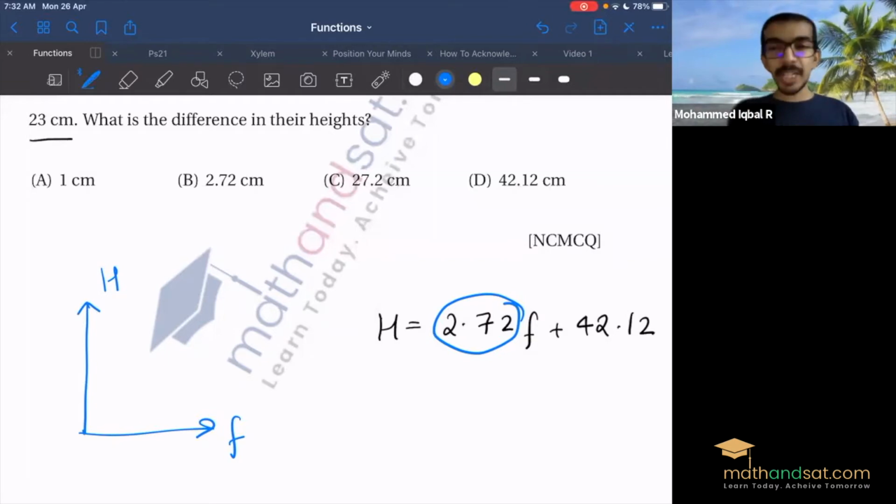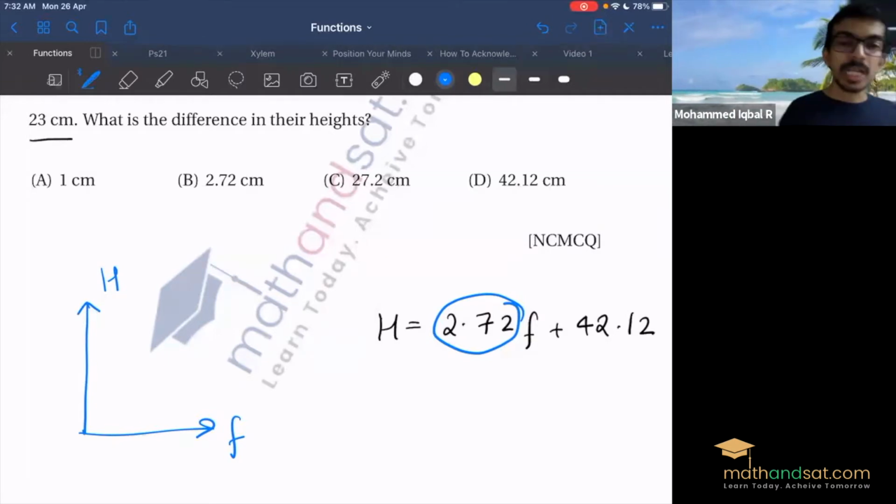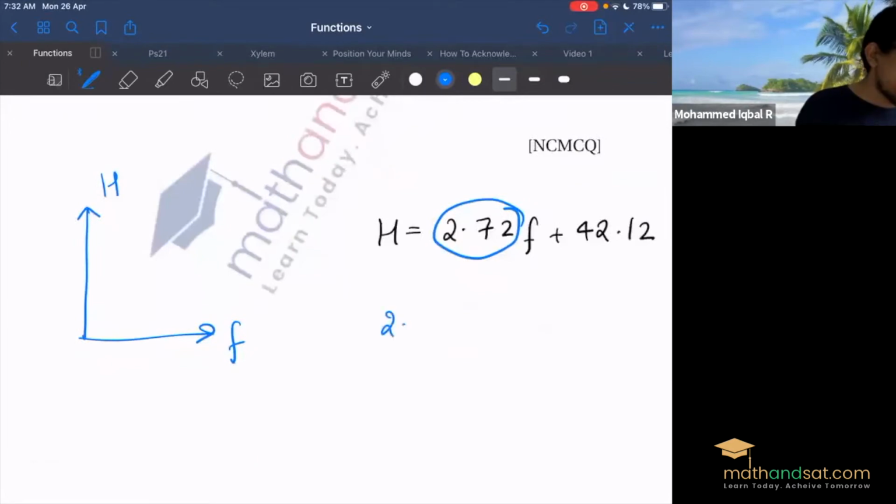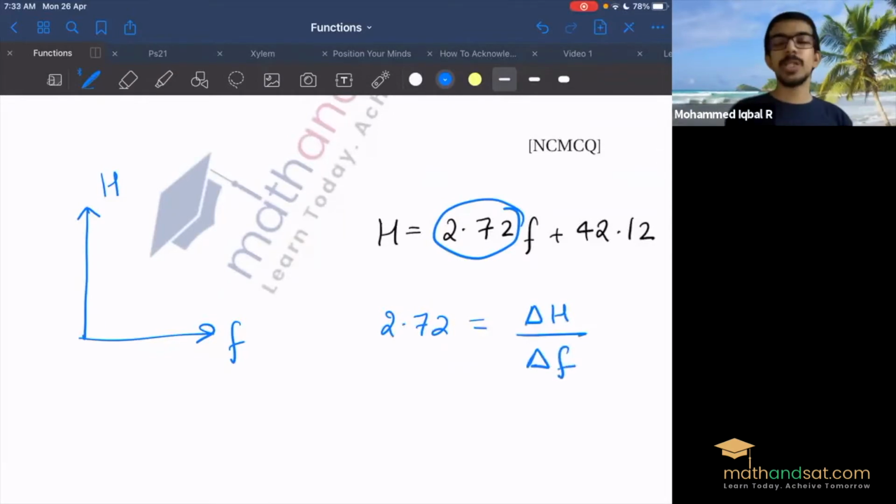Now, what is the significance of the slope? It is nothing but change in y over change in x. So your 2.72 is nothing but delta h over delta f, change in h over change in f. Please understand this clearly. 2.72 corresponds to the slope of the function, and that's nothing but the change in h, the change in y value.